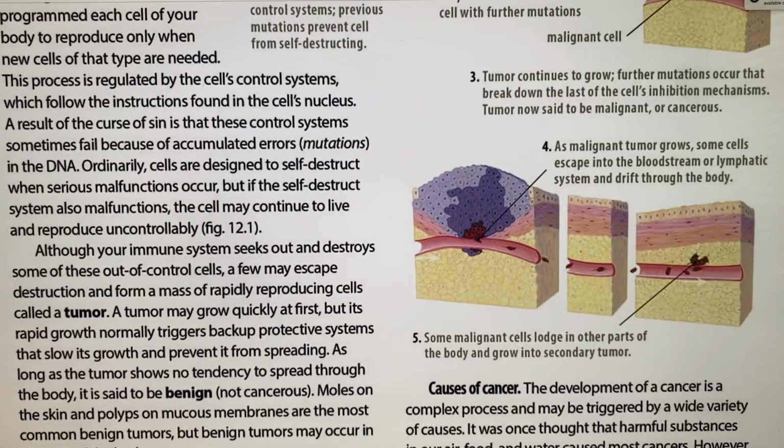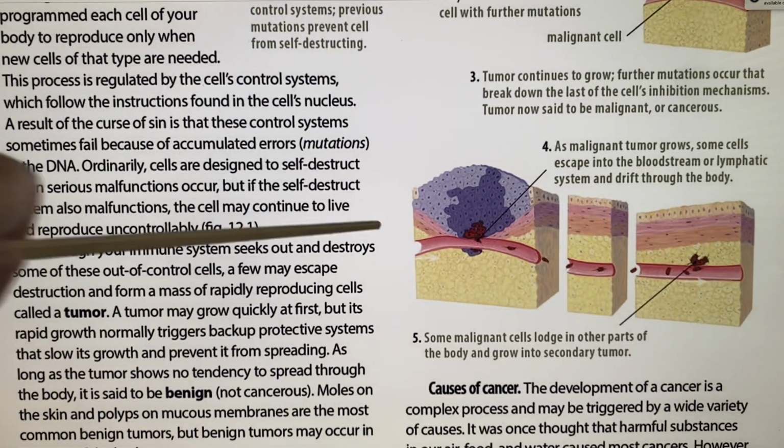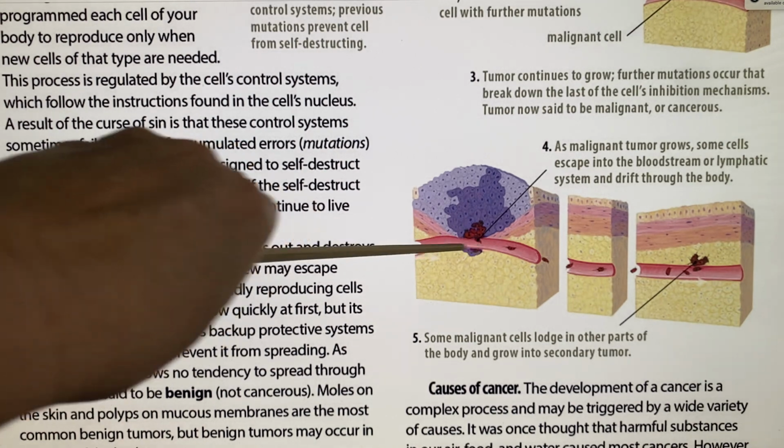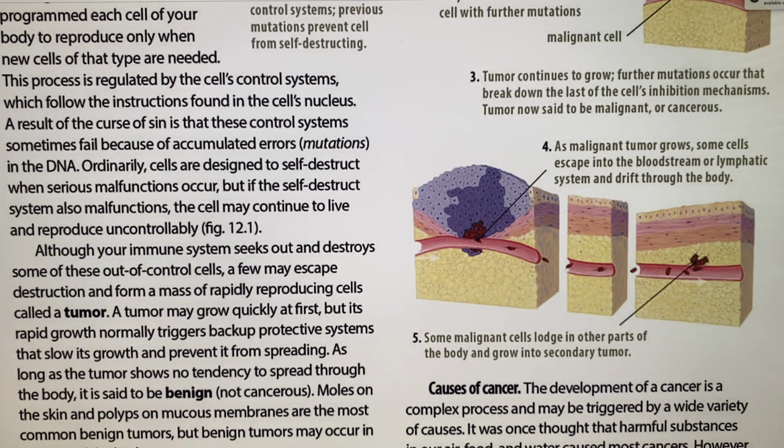There you go. So you see here we have the malignant tumor growing. It gets into your blood system and lymph system, and then it flows through, and this malignant cell can implant itself in other parts of your body. And that's when you're said to have malignant cancer, metastasizing.